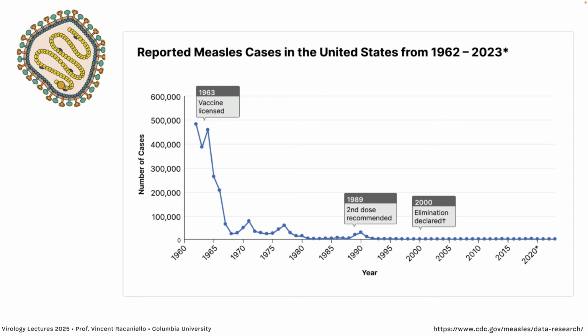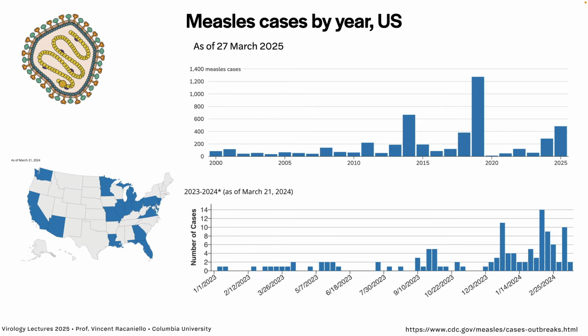I'll show you. So these were the cases in the 60s, and the vaccine was licensed in 63. A second dose, that brought down the number of cases, as you can see. In 89, we recommended a second dose, and then in 2000, we eliminated circulation. There was just a case here and there, no more outbreaks. But unfortunately, around that time, Wakefield started to do his stuff, and we have cases coming back. So here is measles cases as of March this year. So you can see, boom, boom, boom, various cases.